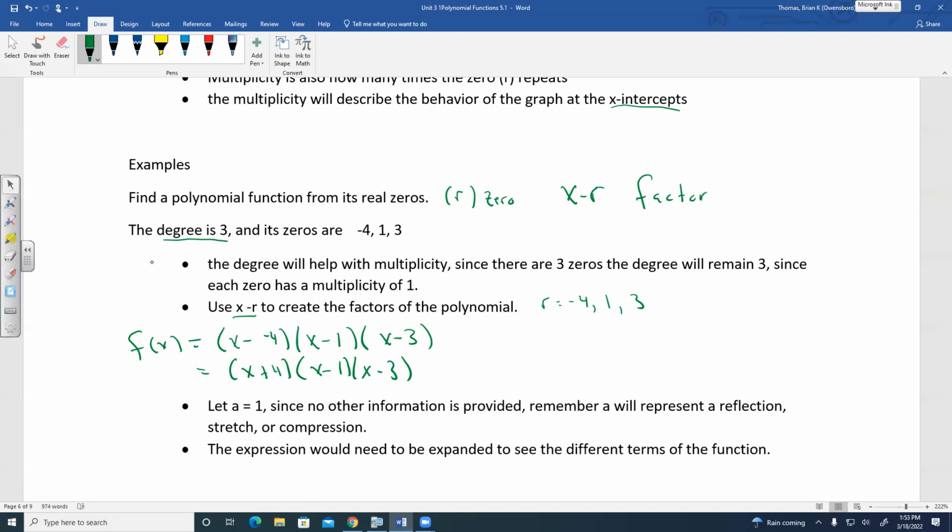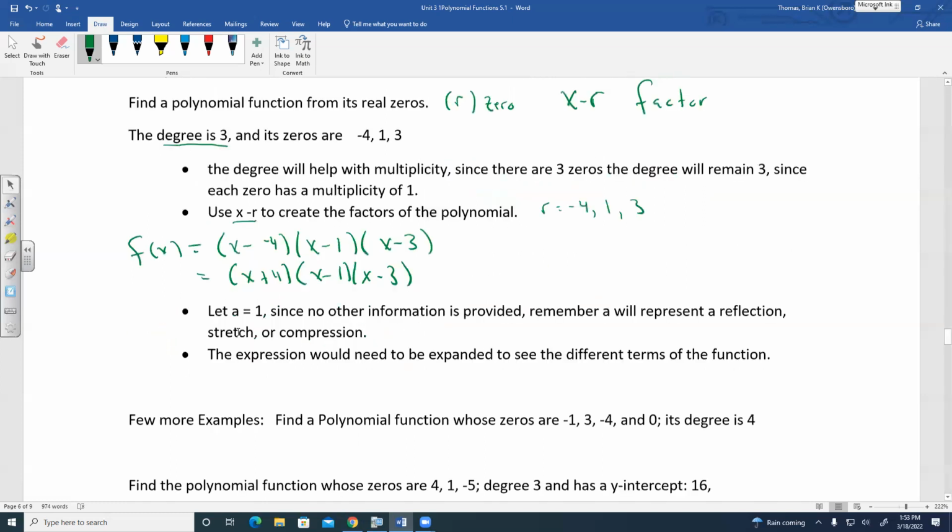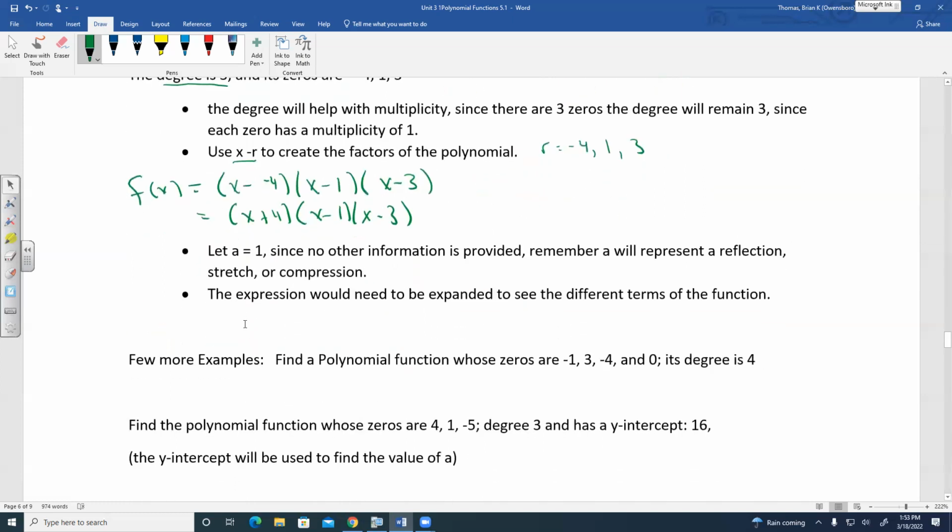Since no other information was given, we're going to just assume a was equal to 1. So we're going to put a 1 in front, but if you put a 1 in front, nothing happens to it. You may be required to expand these out. Sometimes you can get away with leaving it in this form. I usually do x plus 4 times x minus 1 times x minus 3. That would be what I would call the function.